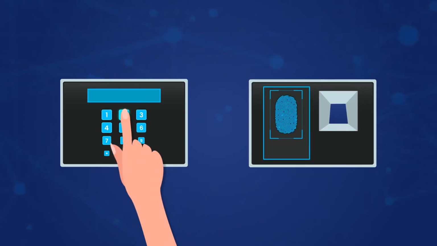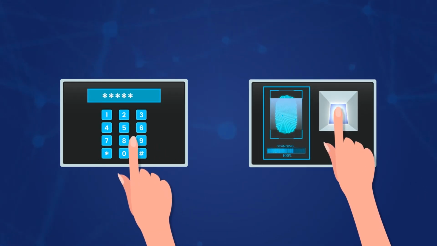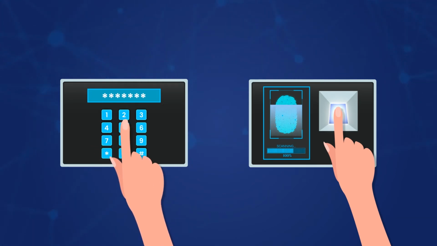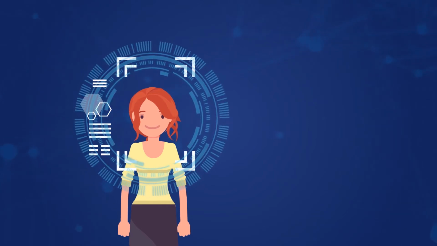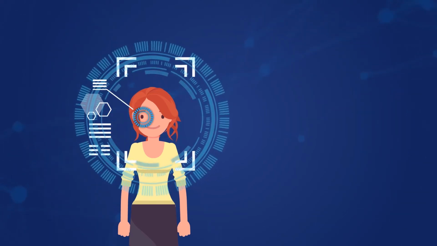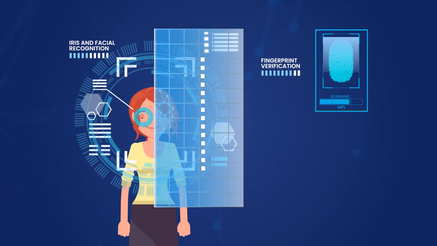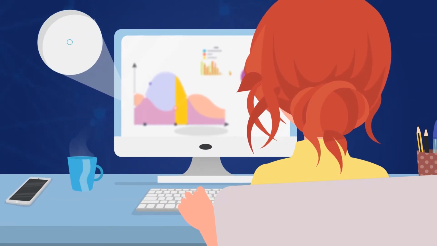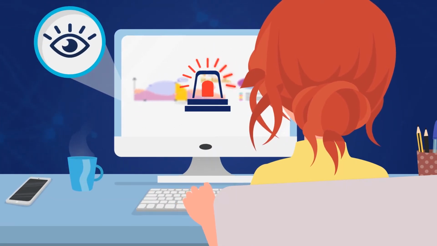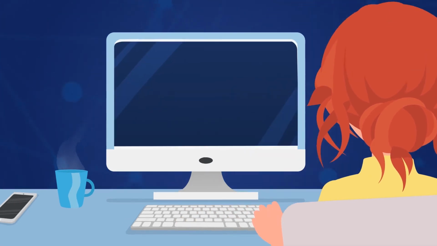The majority of today's authentication systems, including password and fingerprint scanners, are based on one-time static authentication methods. SmartEye Technology's continuous real-time authentication system uses a combination of iris recognition, facial identification, fingerprint verification, and voice recognition to provide greater security by immediately alerting and shutting off the document in case an unauthorized viewer looks at it.